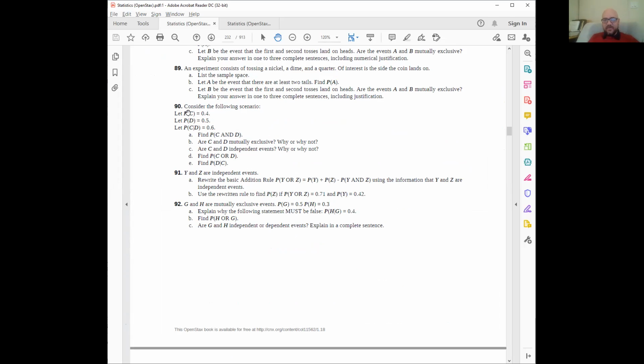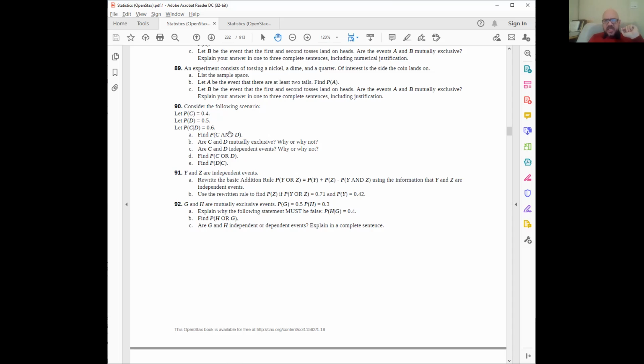So here's the following scenario. Probability of C is 0.4, D is 0.5, C given D is 0.6. So before I even go any further, before I read any questions at all, I'm going to notice that the probability of C and probability of C given D are different. So C and D are dependent events. Now they do ask about that later, but that's a thing that you can look at right away without doing any work. Probability of just C happening is 40%. Probability of C happening if D happens first is 60%. So that means that D affected C and they're dependent.